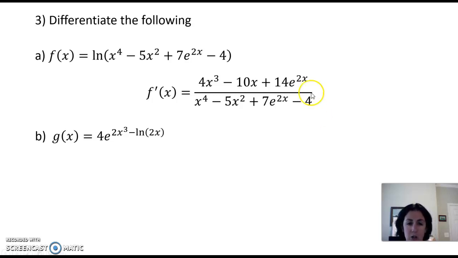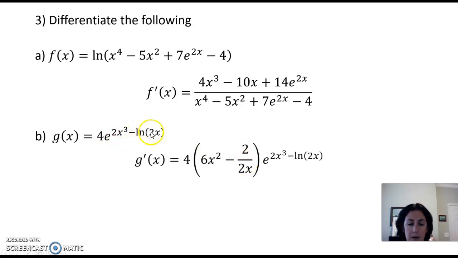Remember that 4 is a coefficient, and then we're going to use our p prime e to the p for this. So we'll take the derivative of this power out front, e to this power. So the derivative of this power will be 6x squared minus, this will be I prime over I, or 2 over 2x. Now notice these 2's are going to cancel, so I'm going to be left with 1 over x here.